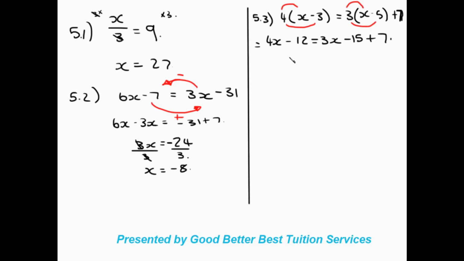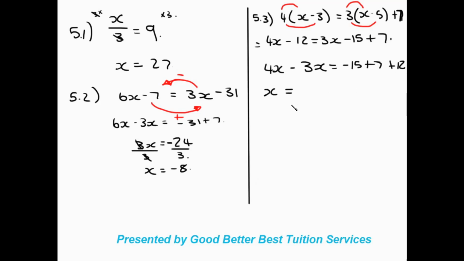Okay. So now we're going to try and get all the x's together. So we have 4x over here. Bring the 3x over, we get negative 3x. And then from there, we're going to bring the 12 over. So what's going to happen is we're going to have negative 15 plus 7. That 12 becomes positive now, so it's positive 12. So we're left with x on this side.